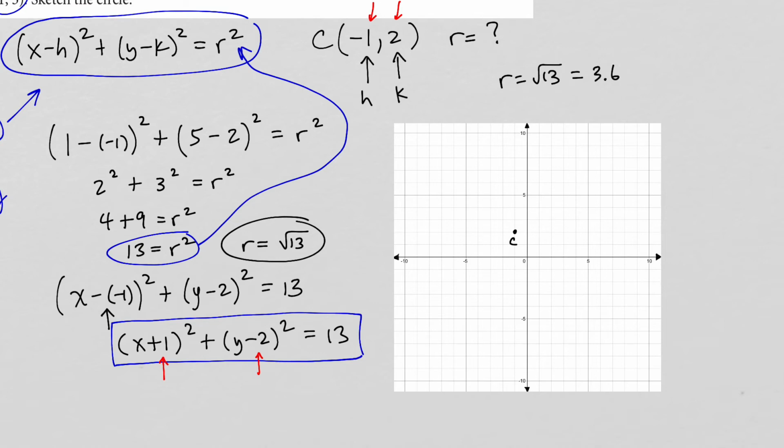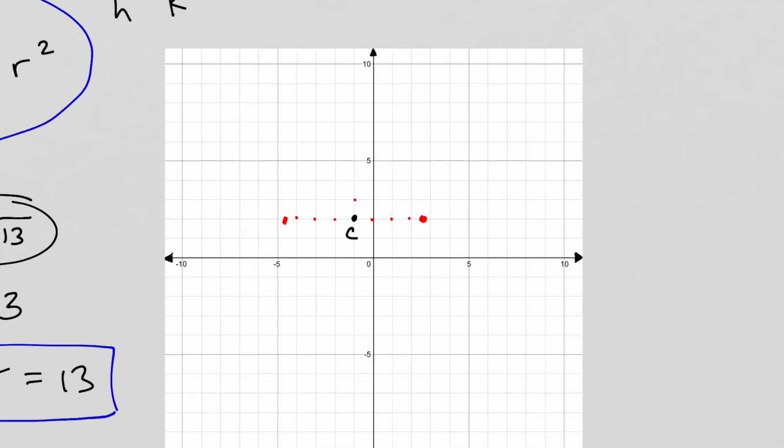And now when I graph my circle, I'm going down to my center here. And from that center, I'm going to go 3.6 units to the right, which is right about there. 3.6 units to the left. 3.6 units up, and 3.6 units down. And that's as good as this one's going to get, because it's kind of hard to graph decimals perfectly, but this is a reasonable picture.